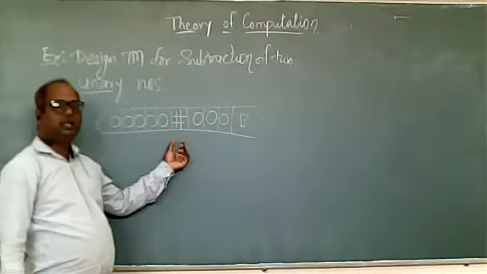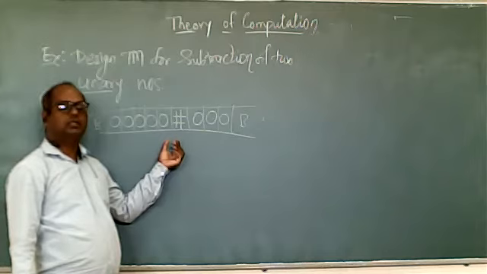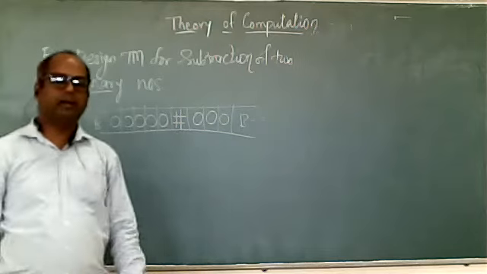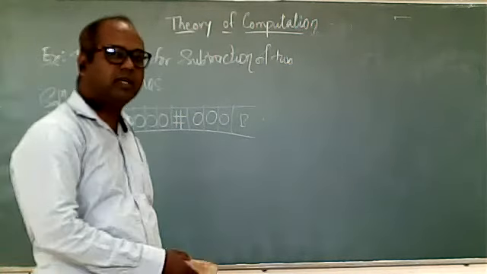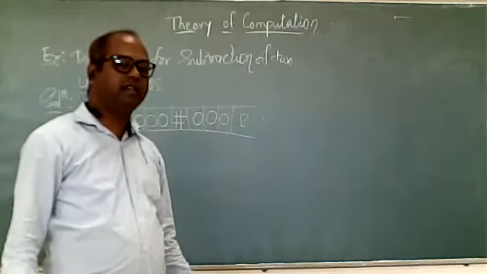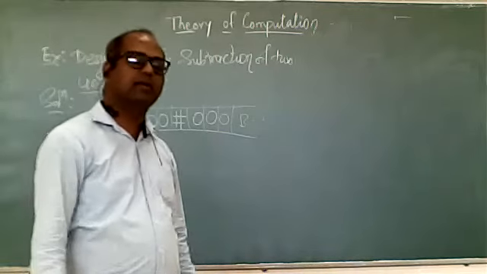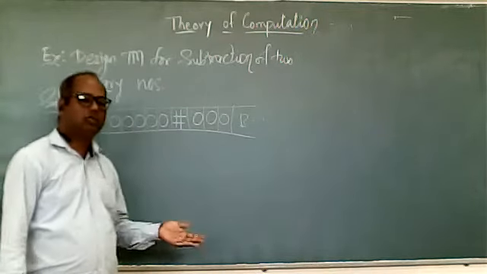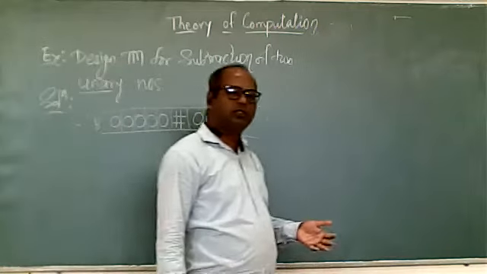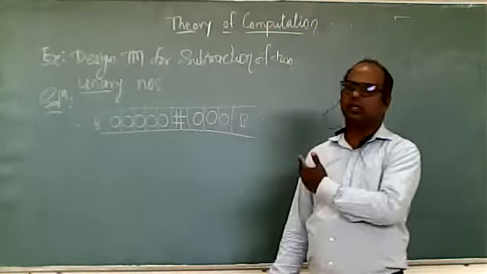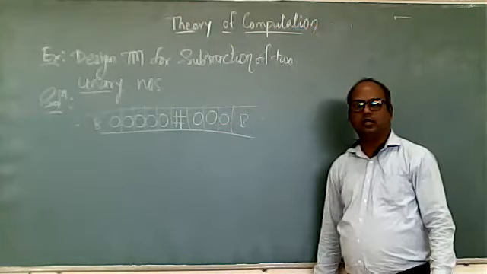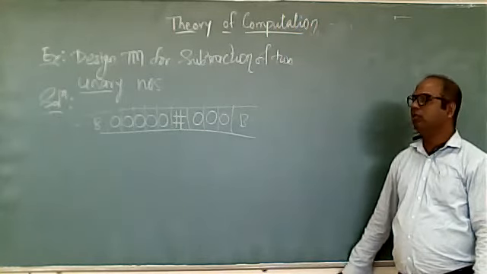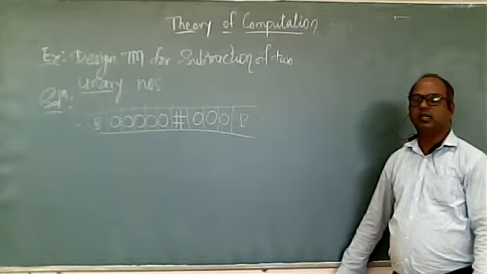Now what is the hash here? Hash is nothing but a separator. It is not an operation. It will separate the two numbers, because if we write continuous zeros, we will not identify which is the first number and which is the second number. So the hash is used here as a separator of the two numbers. You can use any separator, not an issue; that symbol we have to use in our design. Here we are using the hash as the separator symbol.